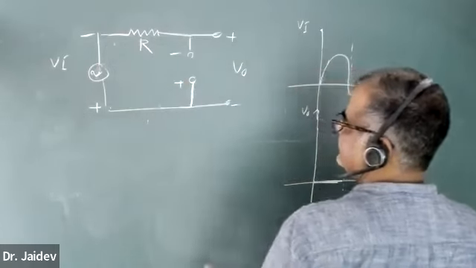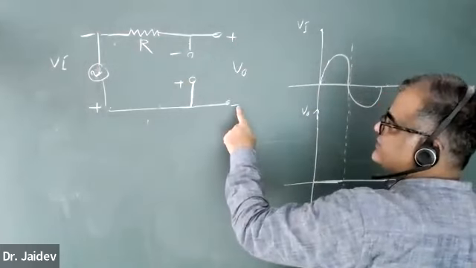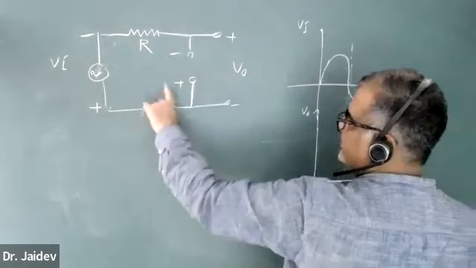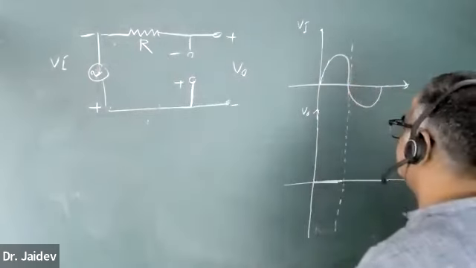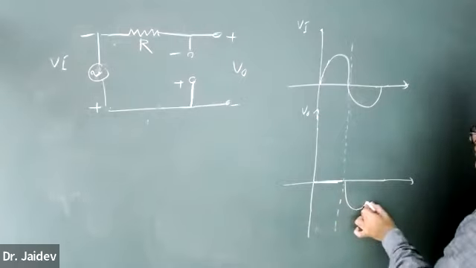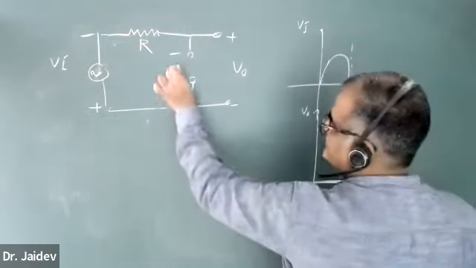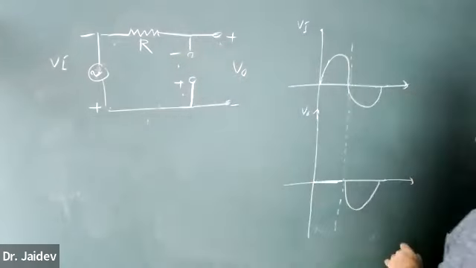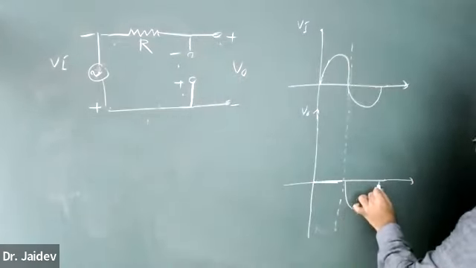Now I am measuring V input like this. This is negative, this is positive. So the voltage coming here is the negative of this V naught. That's why I will get the same thing here, negative. The voltage is coming like this, but I am measuring it oppositely. So my V naught will be this way.